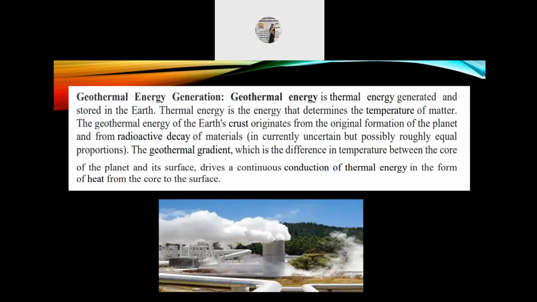The last one, geothermal energy generation. Geothermal energy is the thermal energy generated and stored in the Earth. Thermal energy is the energy that determines the temperature of matter. The geothermal energy of the Earth's crust originates from the original formation of the planet and from radioactive decay of materials. The geothermal gradient, which is the difference in temperature between the core of the planet and its surface, drives the continuous conduction of thermal energy in the form of heat from the core to the surface.